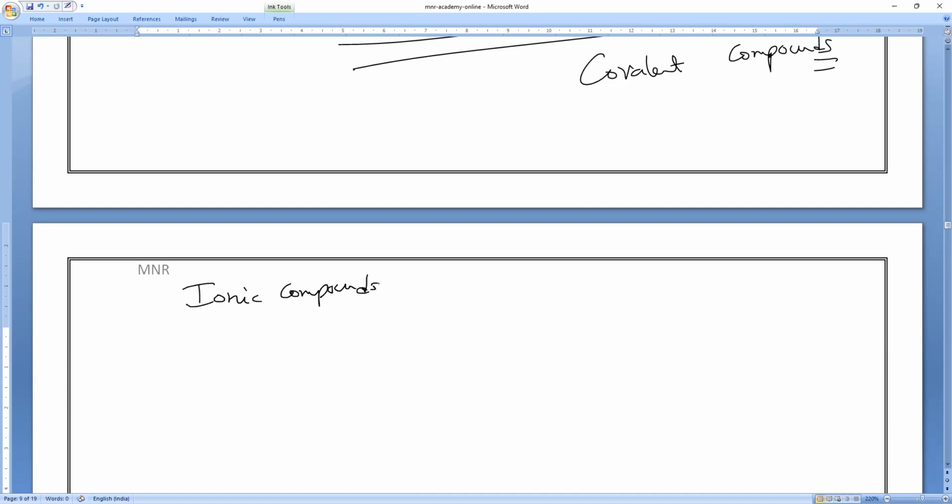What is the difference between a covalent compound and an ionic compound, sir? Ionic compounds are formed with metal and non-metal. Listen: in ionic compounds, one donor of electrons must be there and one receiver of electrons. In covalent compounds, there is no donor and no receiver, only mutual understanding, sharing of electrons. No donation, no receiving.